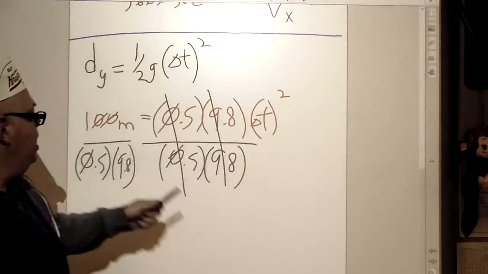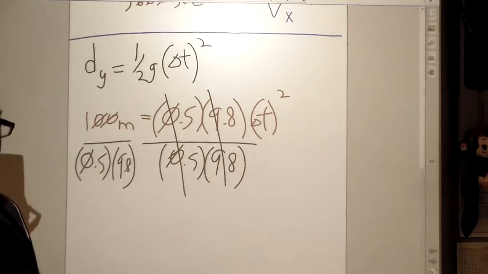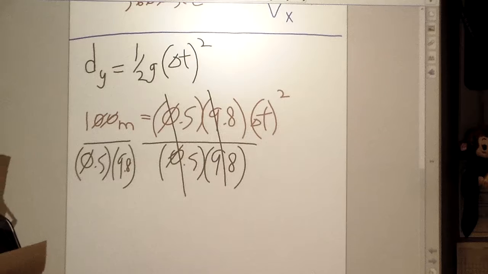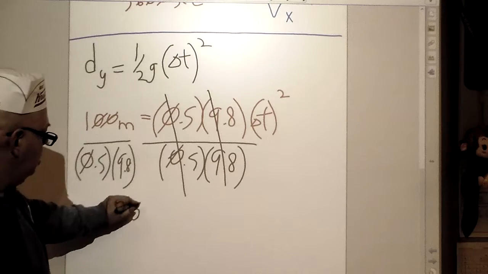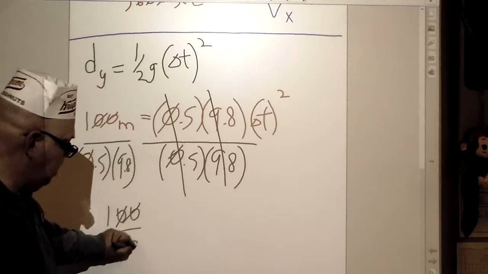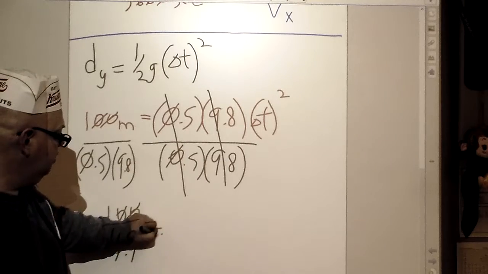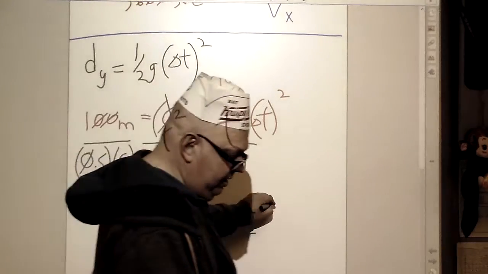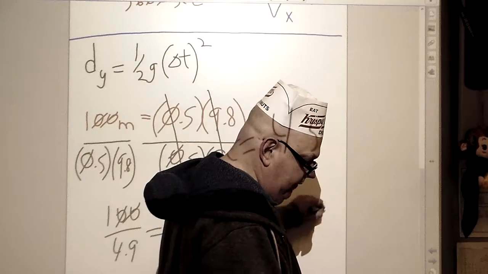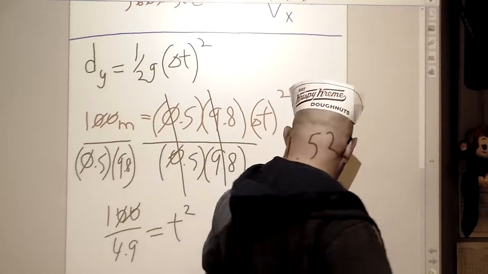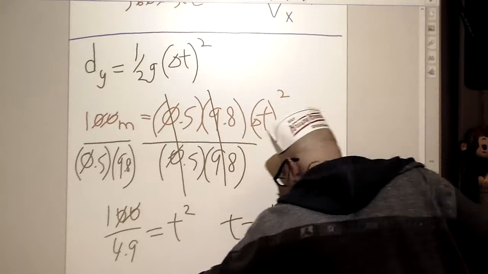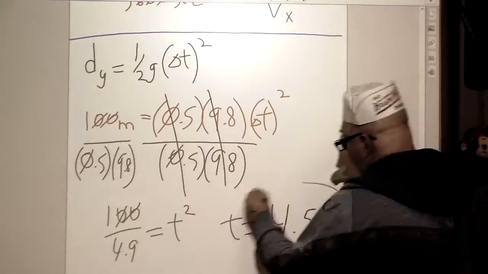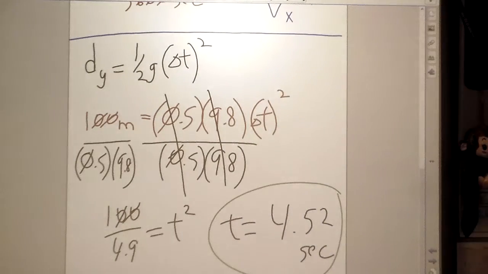My delta t squared is equal to 100 divided by 4.9. So I'm going to go away with 100 divided by 4.9, and that's going to equal our t squared. So our time, ladies and gentlemen, is 4.52 seconds. So that's our time. Yay! We figured it out. We figured out the time.